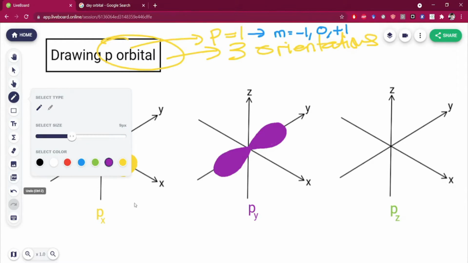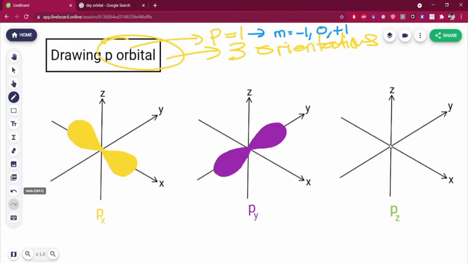Okay, and for pz, you can guess that already. It will be along the z-axis right there. So that is z. Okay, so it's important for you to draw your axes first, and it will be super easy for you to draw the orbitals afterwards. So there you go. These are the three orbitals of p, the three shapes. We have px, py, pz.